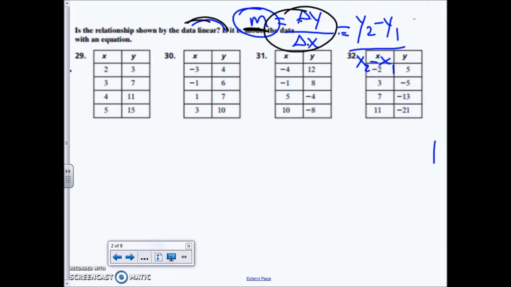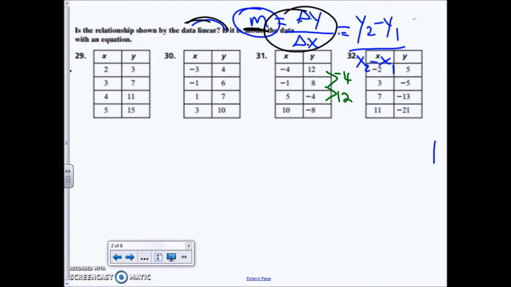Oh, I know this. For 31, go ahead, AJ. On the y, it's decreasing by 4. So here we're going down 4, and then here we're going down 4. Is that down 4 from 8 to negative 4? No, it's going down 8. No, it's not. It's going down 12. Again, we just want to make sure that we check every point on the table.